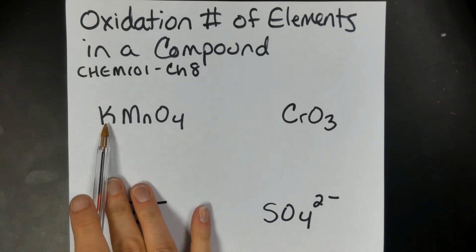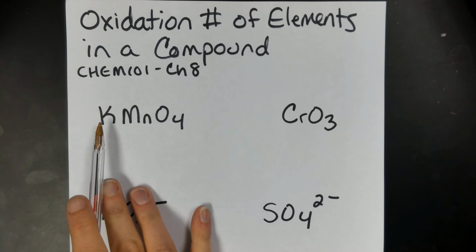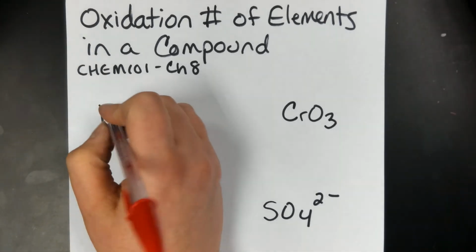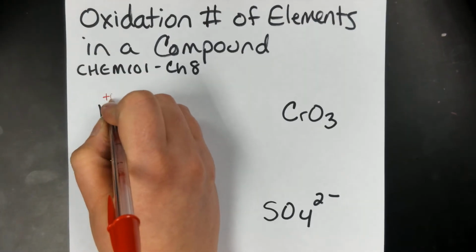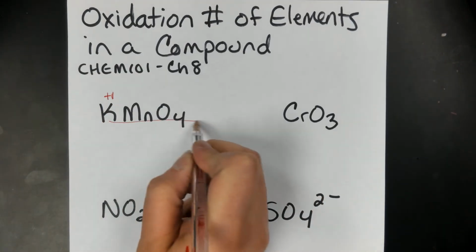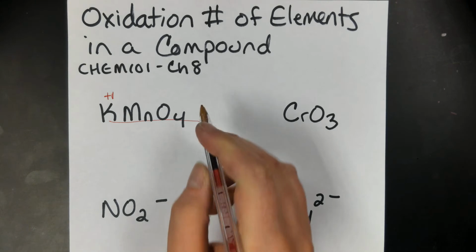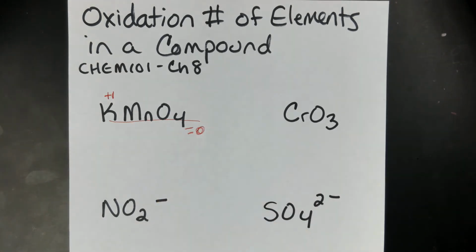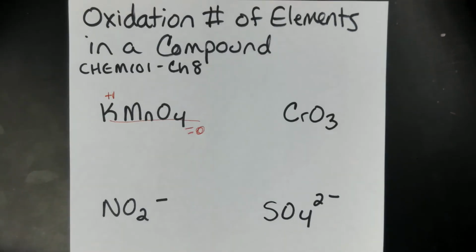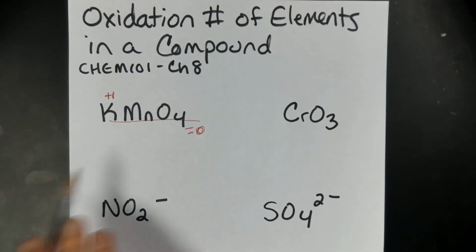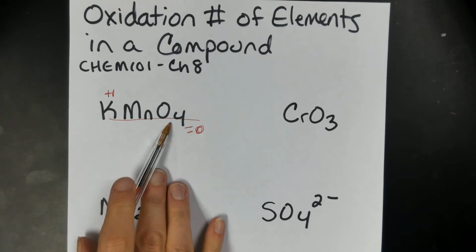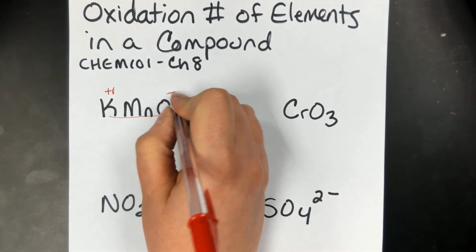So do I have a rule for K? I do. Remember, first column, first group are going to be +1. So that's easy. Oh, and I skipped a step, right? What's it have to total out to? 0, right? Because what's the total charge? 0 for the whole compound. So I don't have a rule for Mn, but I do have a rule for O. It's probably going to be -2, right?